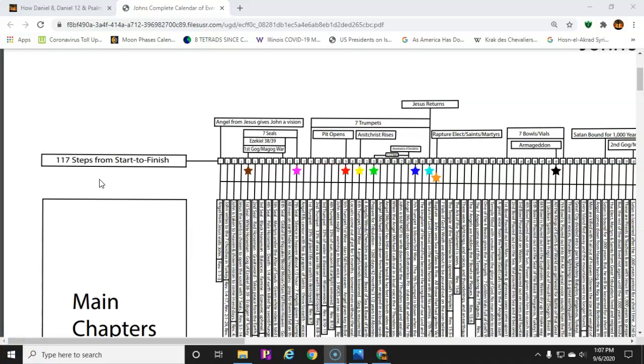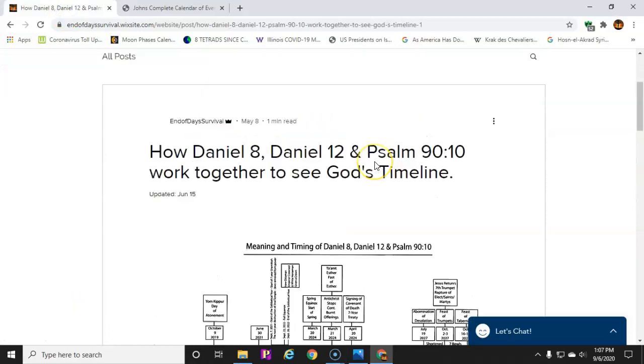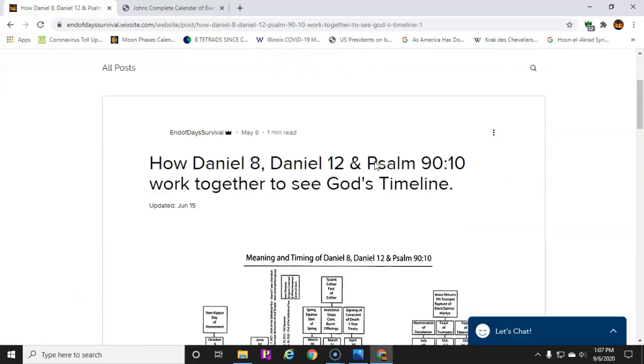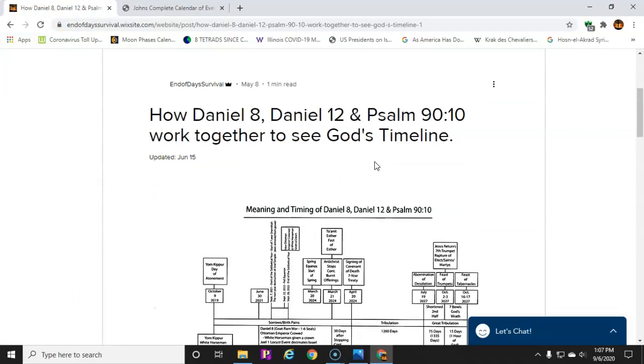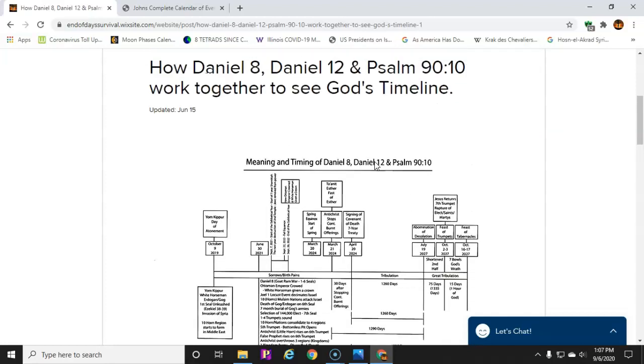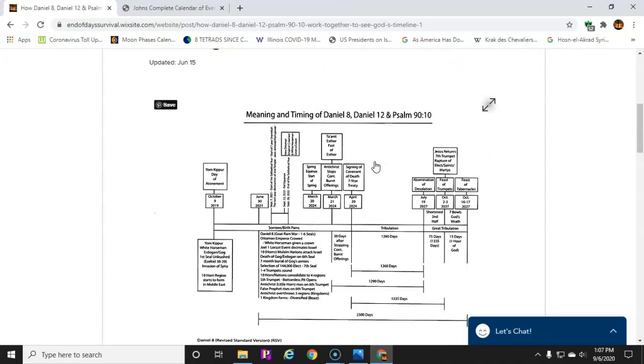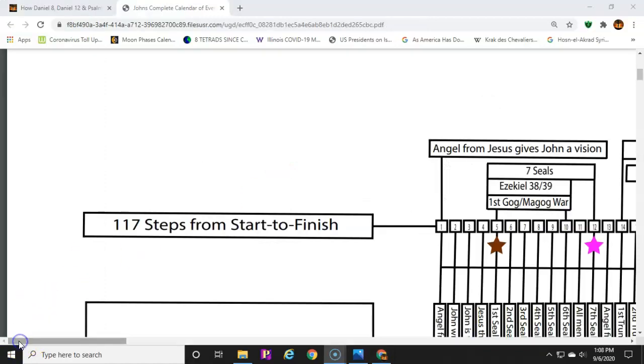The 117 step timeline and flow chart also works with my article on my eschatology page on how Daniel 8:12 and Psalm 90:10 work together to see God's timeline. I'm going to go through this chart as we're working through everything else, so you can see how this lines up with actual time of where we are today and what's going to be happening in the future.